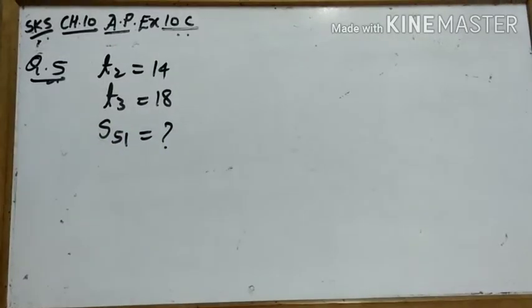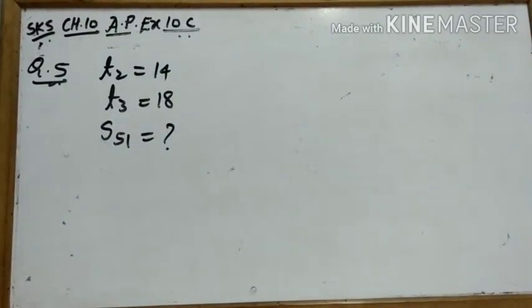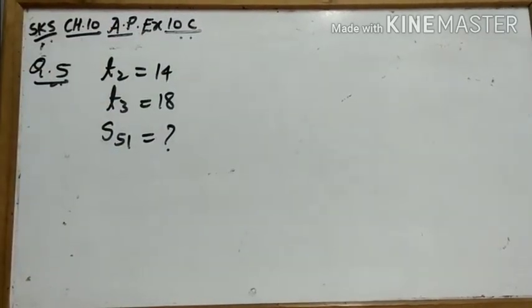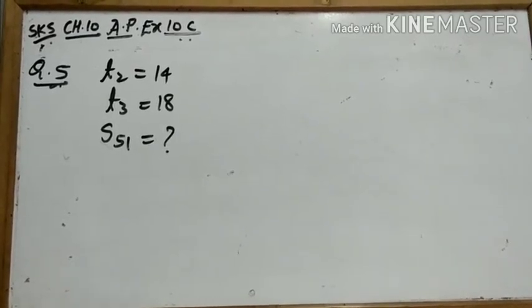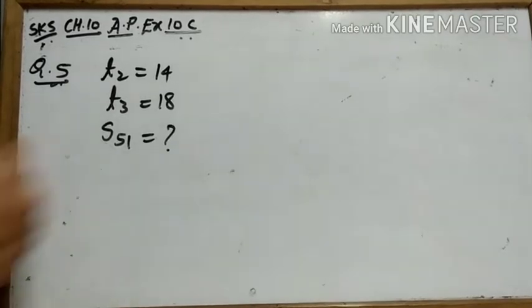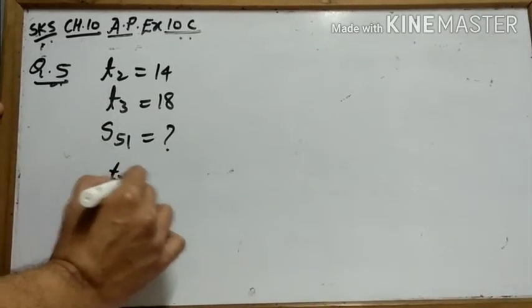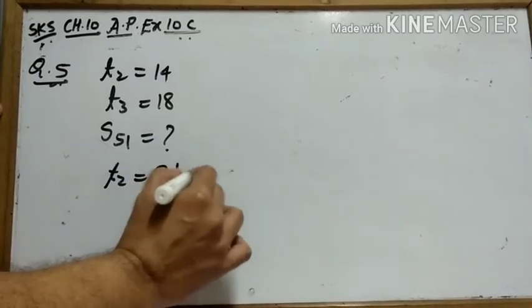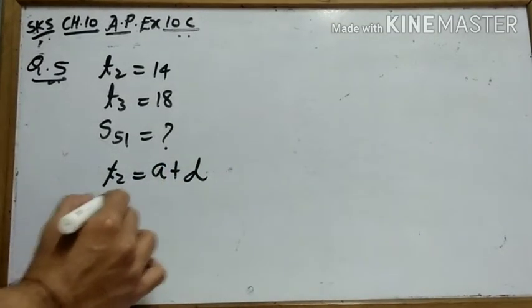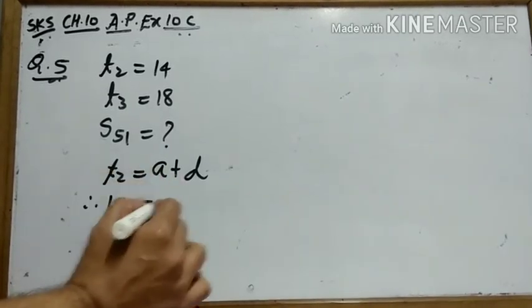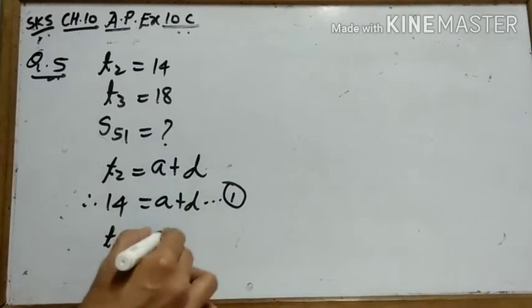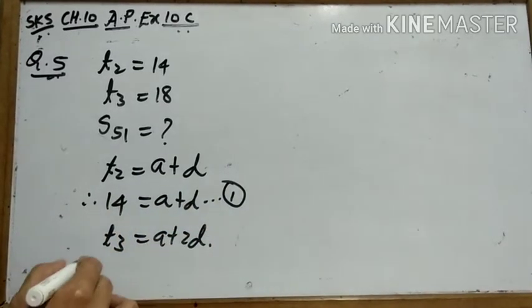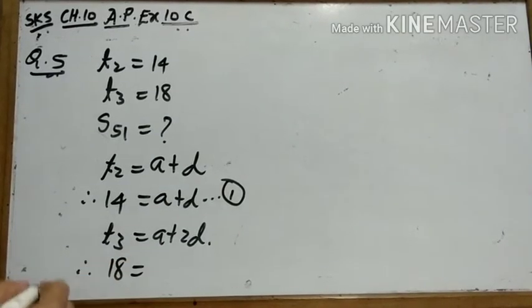Dear friends, question number 5 states: find the sum of first 51 terms whose second term is 14 and third term is 18. Now we do not know a and d over here, we know n. Let us see how we can find out a and d. T2 will be given by a plus d. So T2 is how much? 14. a is unknown and d is also unknown. This is my equation number 1. T3 will be nothing else but a plus 2d. T3 is 18.